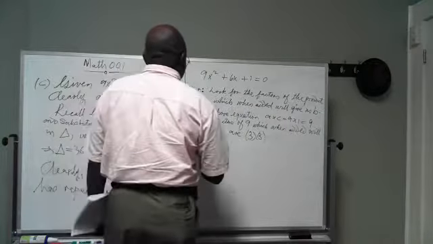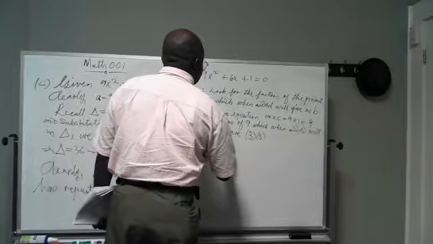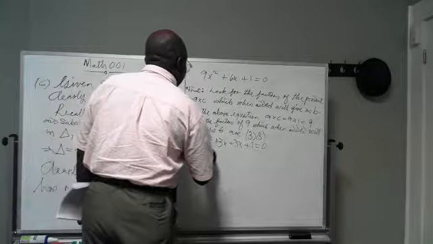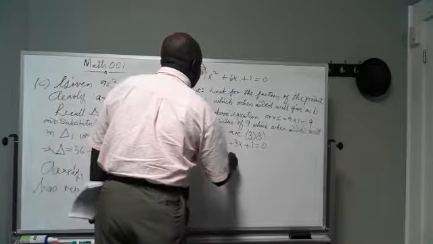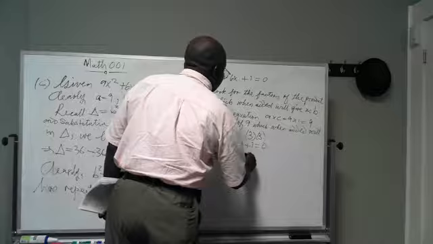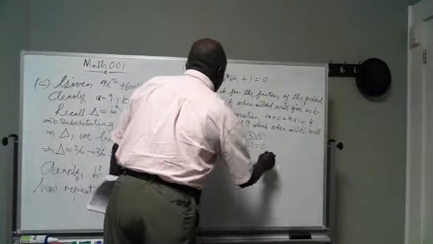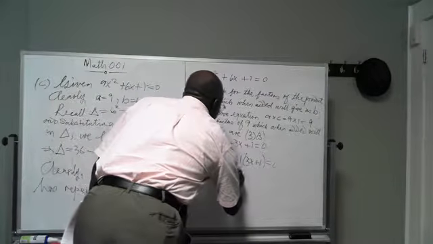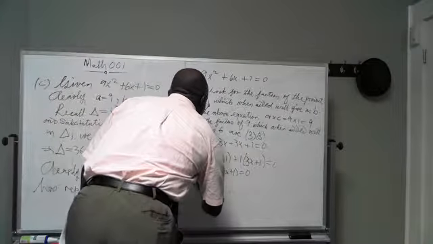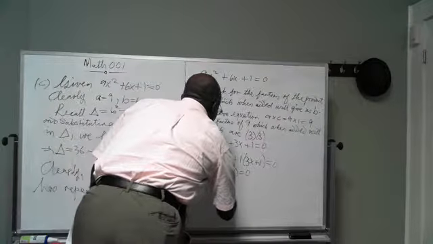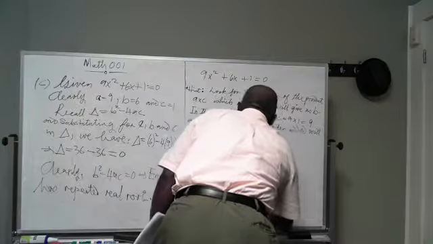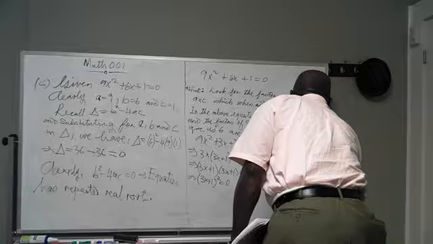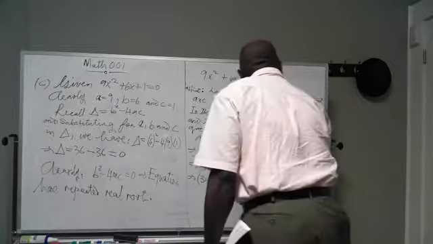And the above equation becomes 9x squared plus 3x plus 3x plus 1 equals 0, which implies 3x into 3x plus 1 plus 1 into 3x plus 1 equals 0, which gives us 3x plus 1 into 3x plus 1 equals 0, which gives us 3x plus 1 all squared equals 0, implying that x1 equals x2 equals minus 1 over 3. And the solution is complete.